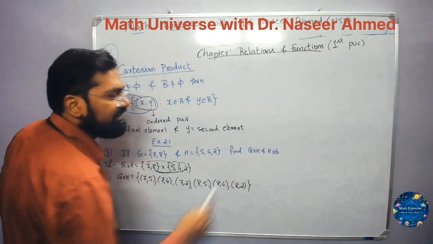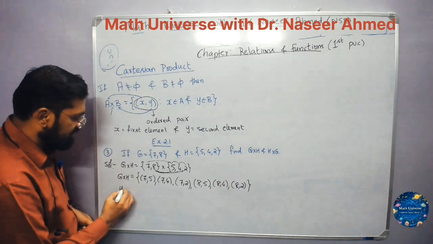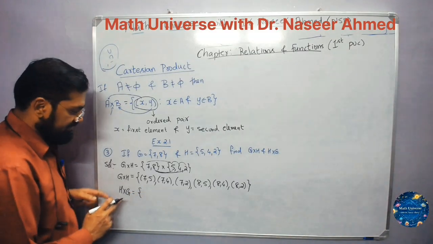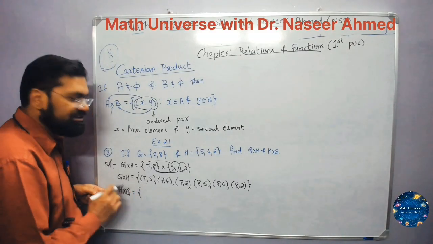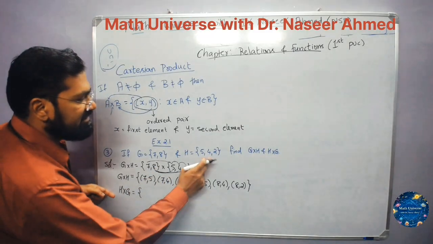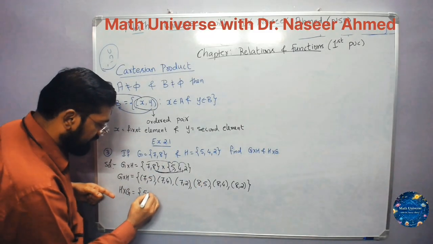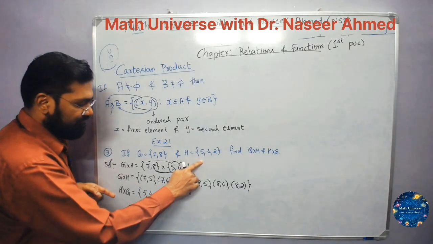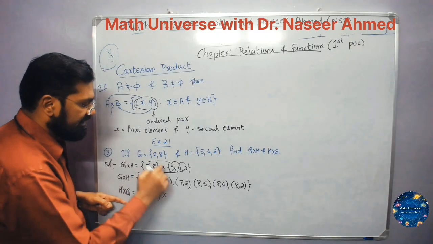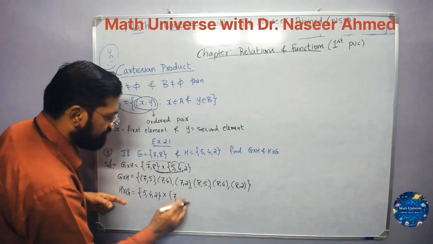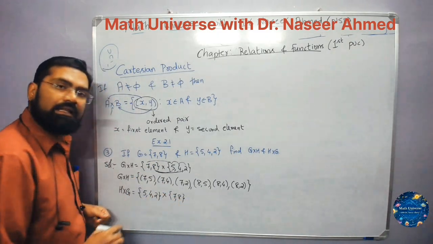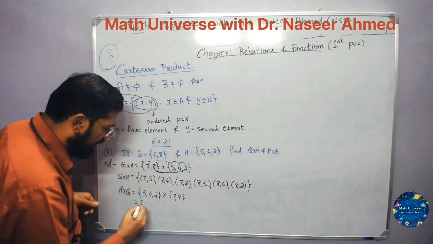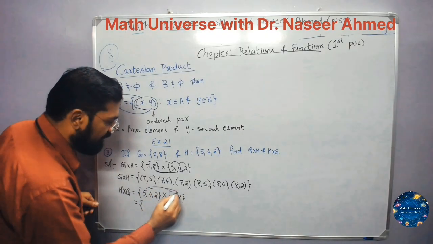Now the question says also find H cross G. So let's find H cross G. Let us substitute what H and G are. H is 5, 4, 2. Here the order is important. First H is there, so let's write H, which is 5, 4, 2, then cross G, which is 7, 8. Now again pair them up. Fix the first element 5 and pair it with these. So we are going to have 5 comma 7, 5 comma 8.